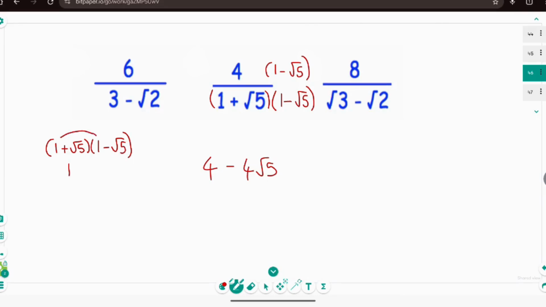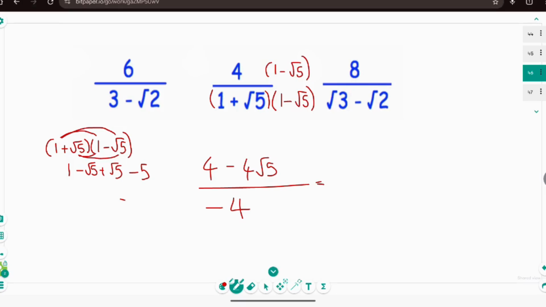One times 1 is 1. Minus 1 root 5. Plus root 5. Positive times negative is negative. Root 5 times root 5 is 5. Then we have 1 take away 5 is negative 4. And minus root 5 plus root 5 cancels out.